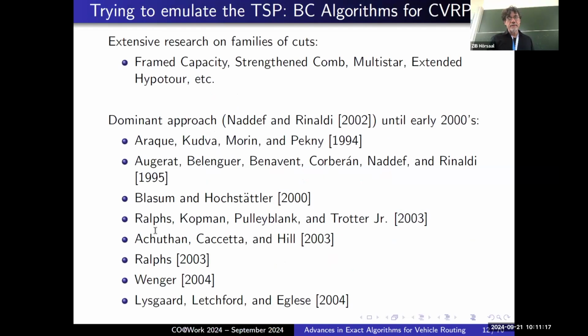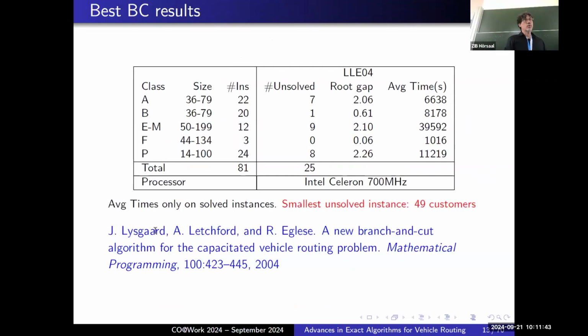And many people tried to emulate what had been done on the TSP. They started to study these polyhedra, and they found many families of facets: framed capacity, strengthened multistar. Some of them were even the same people that studied the TSP and studied the CVRP. So many branch and cut algorithms were proposed at this time, but the results were not good.